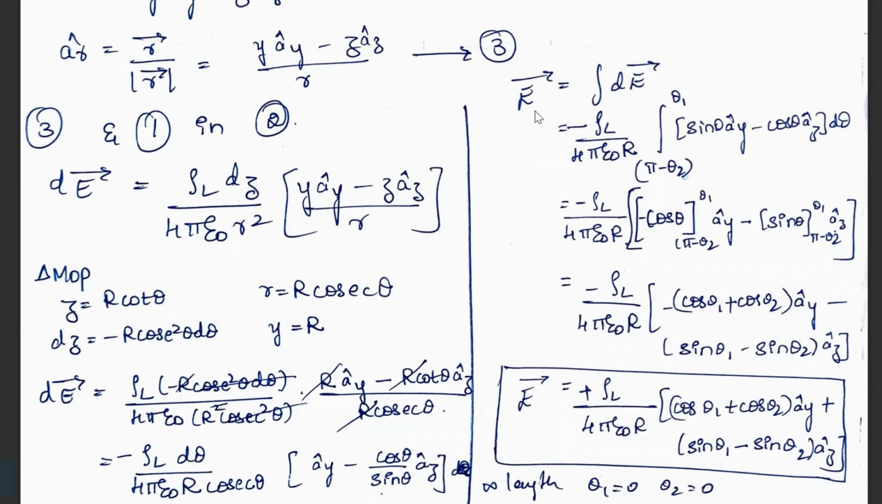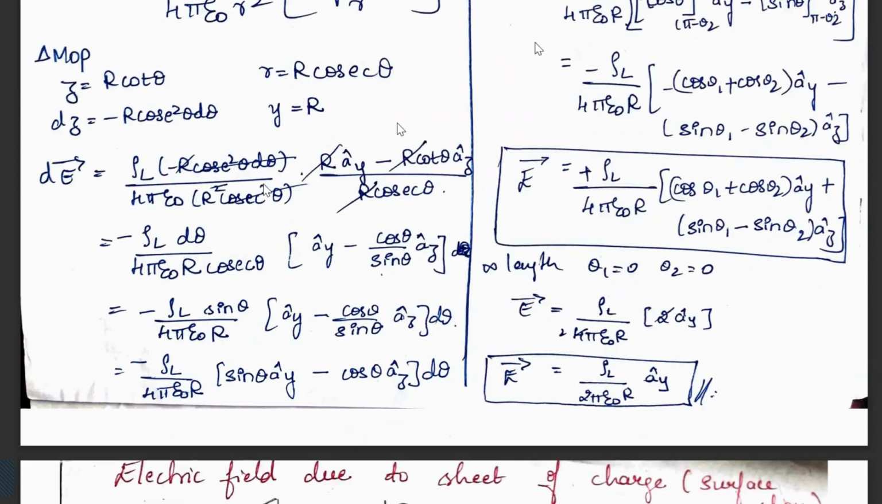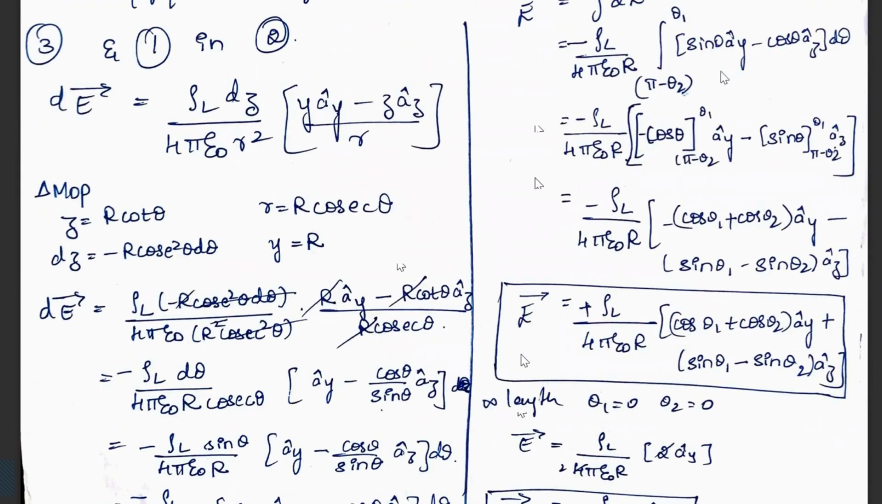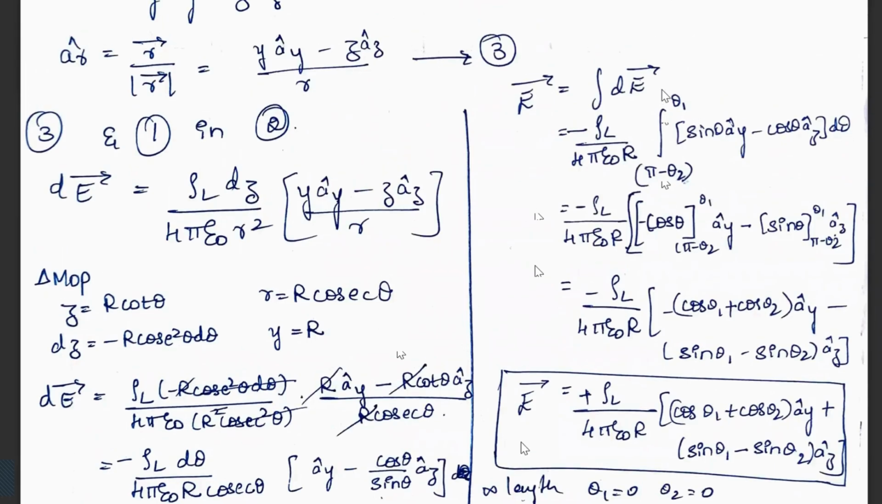Differential integration of dE vector, which is equal to minus rho L. Write all these things what you have obtained here, the equation right here. Now apply the limit. From where to where it has to go? From pi minus theta 2, which is the lower limit, to the upper limit theta 1. Clear? Now on integrating, sin theta will become minus cos theta, minus cos theta will become minus sin theta.